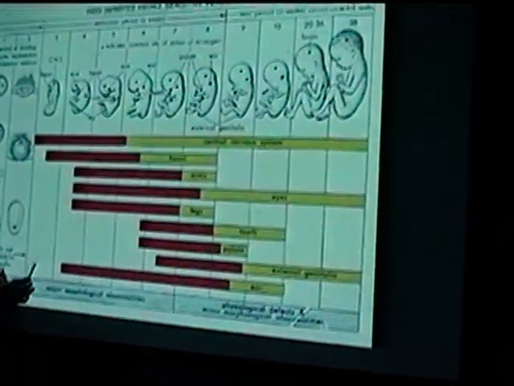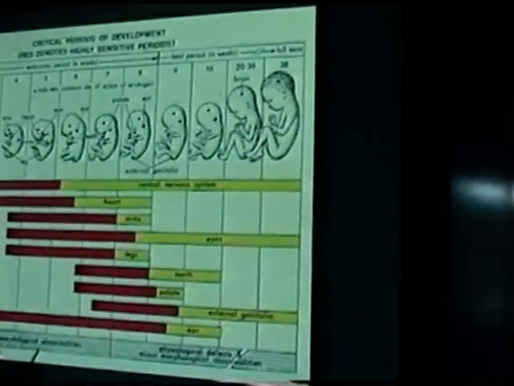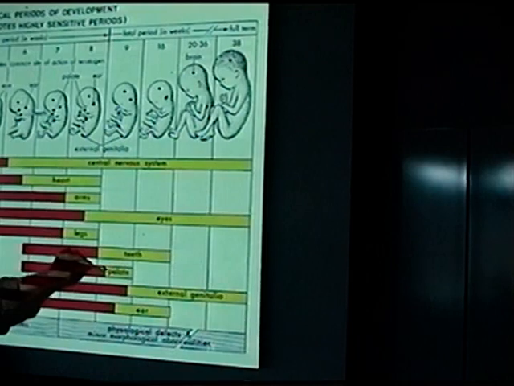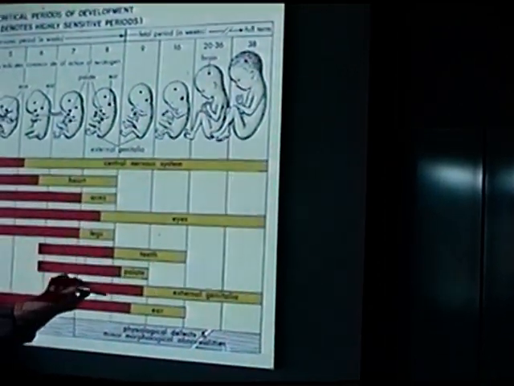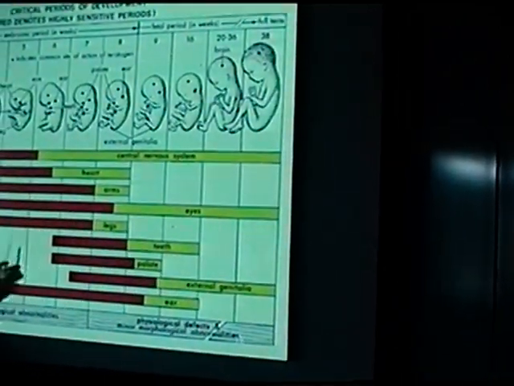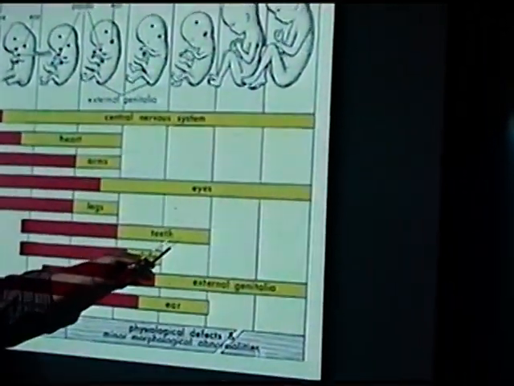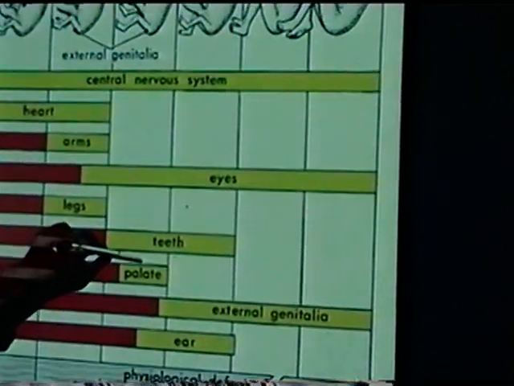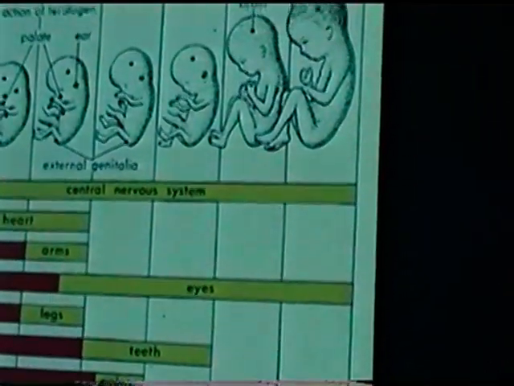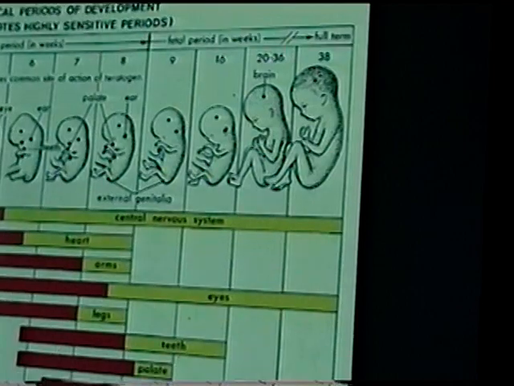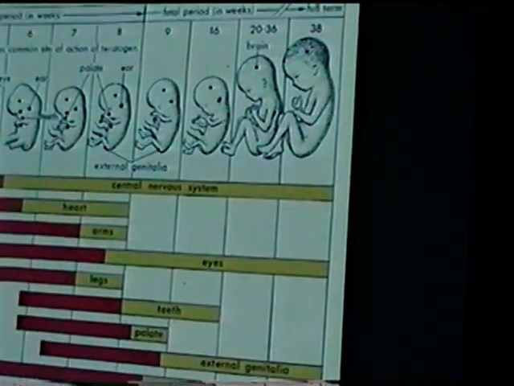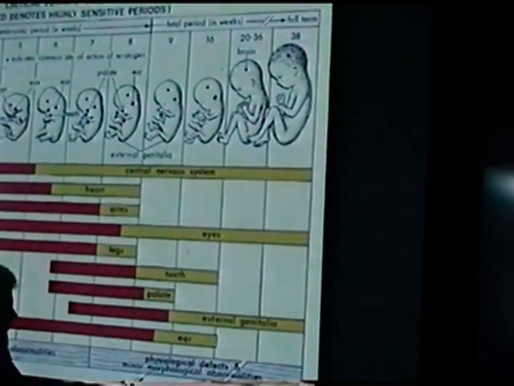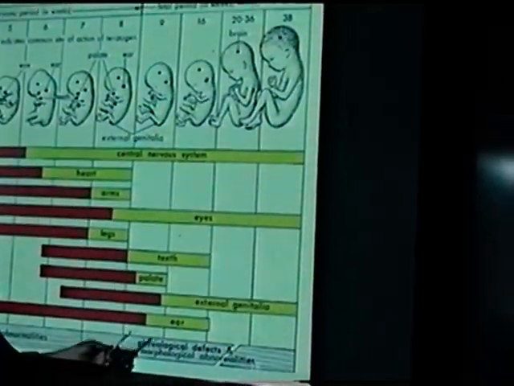Once we go beyond week 8 into week 9 and beyond, we fine-tune the organ systems that we've already been creating. And so we go from our embryonic period to our fetal period. And then we stay in our fetal period until full term. And during this period, exposure to certain compounds don't lead to morphological abnormalities, but can lead to physiological abnormalities or abnormal functioning of organ systems.